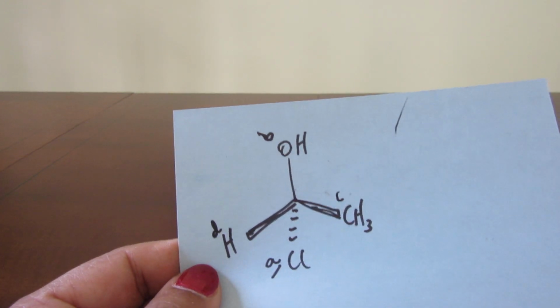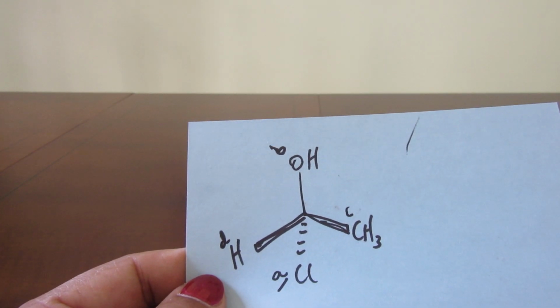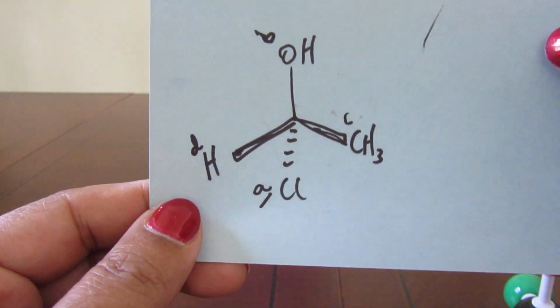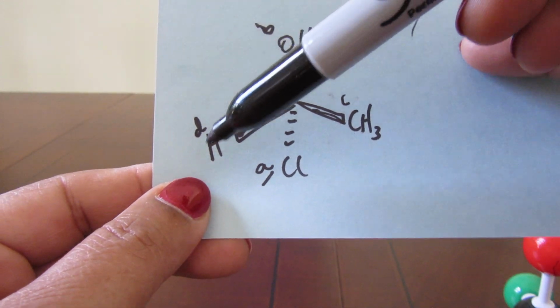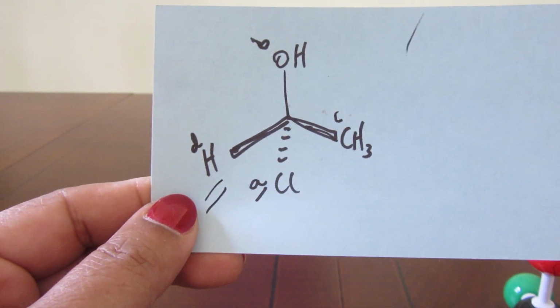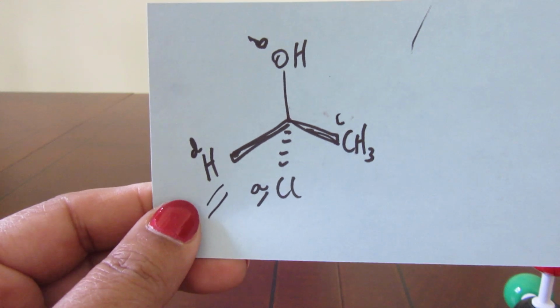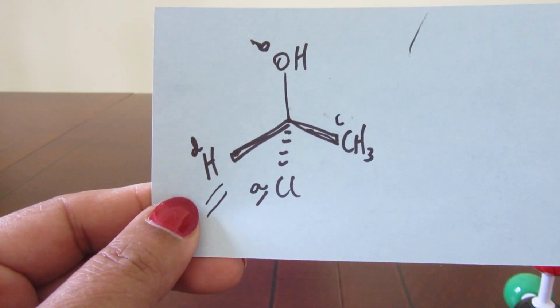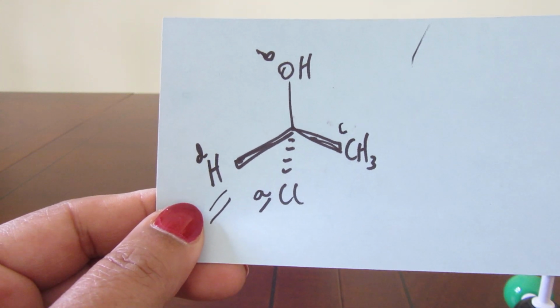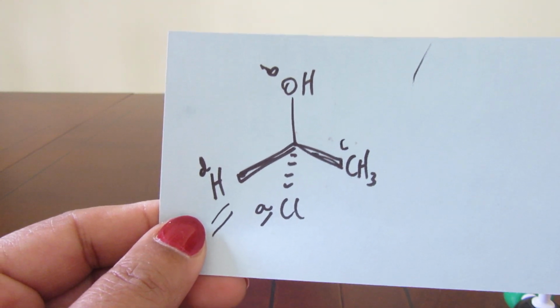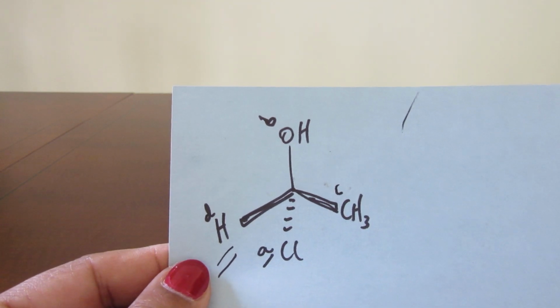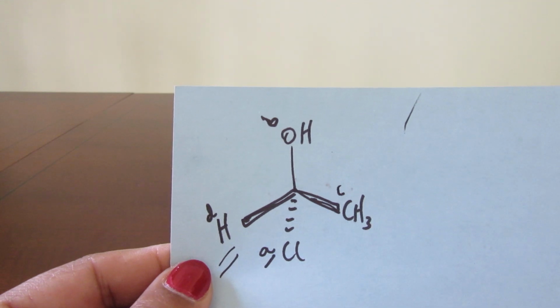Now remember, you will only have A, B, C, D. If you have E, you got 5 bonds on the carbon, okay, so that's wrong. So A, B, C, D is what we have. Now D is the lowest priority, okay? The smallest atomic number is the lowest priority, which means that that needs to be at the back. When you assign R and S, that is the most important thing, to make sure that your lowest priority group is at the back. That is the one biggest mistake that everybody makes, all right? So be sure to put D at the back.